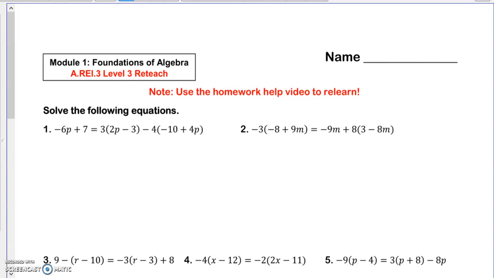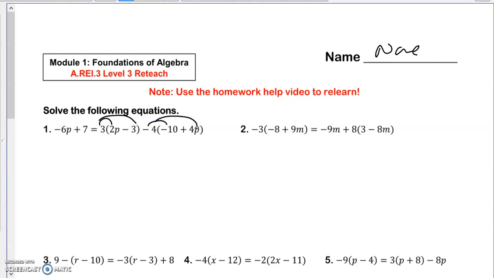Okay, class, today we're doing Module 1, Foundations of Algebra. We're going to be doing A.REI.3, Level 3 Reteach. So that's basically the same thing we've been doing the last couple of days, except that the problems are getting a little bit harder each time we move up a level.